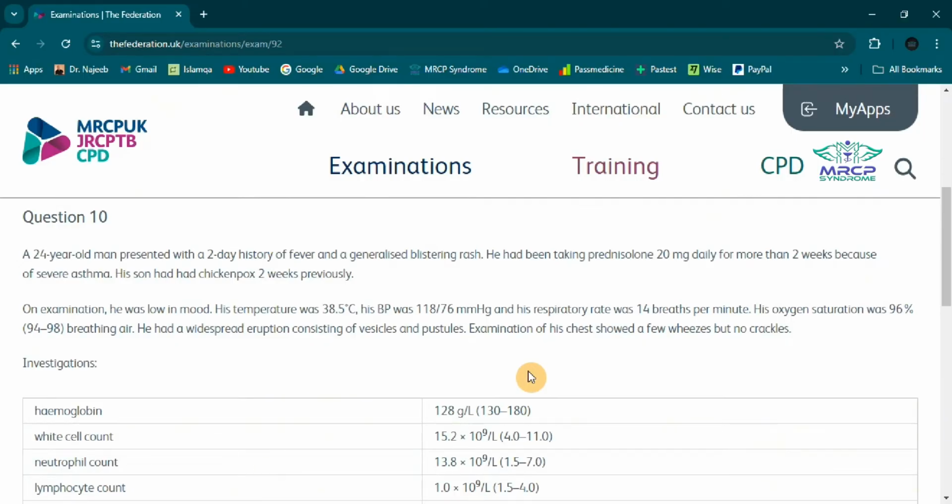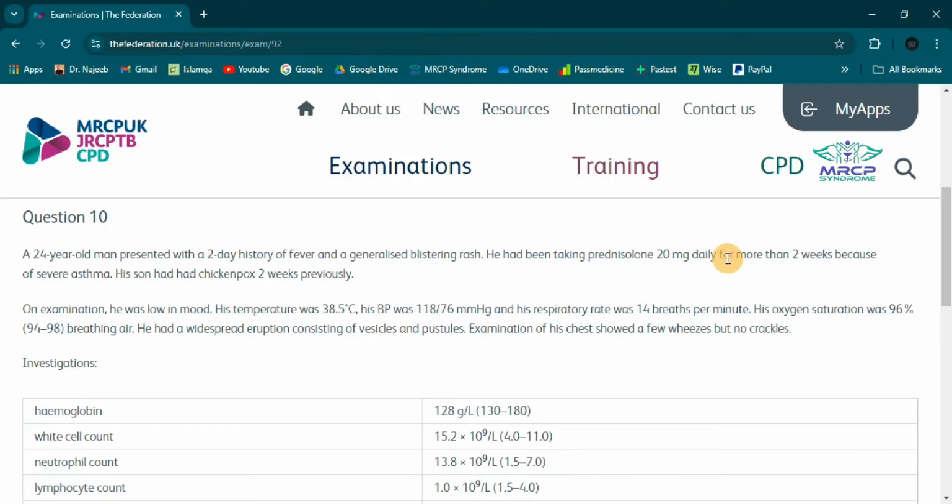The clinical scenario describes a 24-year-old man presenting with a 2-day history of fever and widespread blistering rash with vesicles and pustules, who has most probably developed disseminated varicella zoster infection, commonly known as chickenpox, likely due to exposure from his son. And given the history of prolonged steroid use for severe asthma, his immune system is compromised, placing him at a higher risk of severe and disseminated VZV infection.